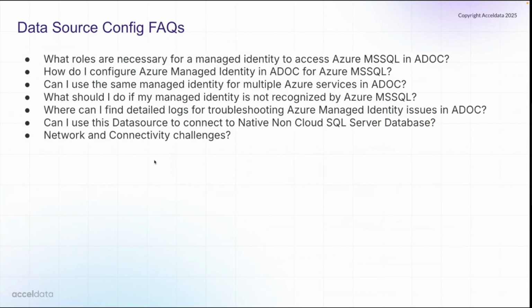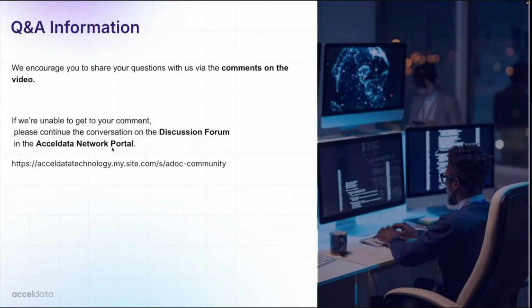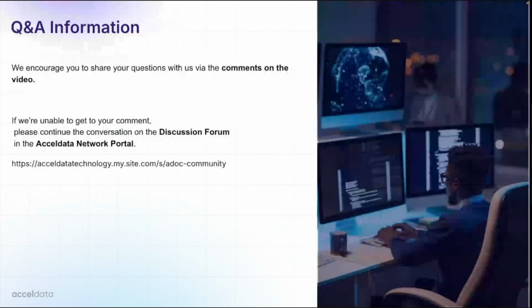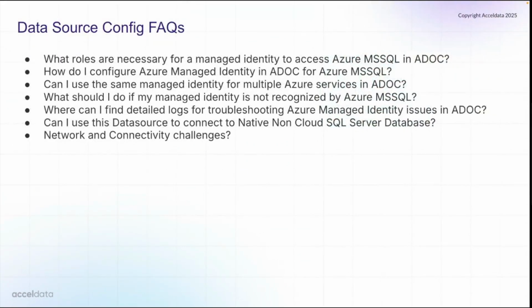The next question is regarding the logs. Where can you get the detailed logs for troubleshooting Azure managed identity issues in ADOC? The logs for troubleshooting these identity issues could be obtained from the Kubernetes pod execution logs that we just discussed earlier in this video. Or you could also connect to the Azure admins and get the logs from the Azure end, the Azure portal, which provides auditing and logging features that would help you to track the managed identity activities.